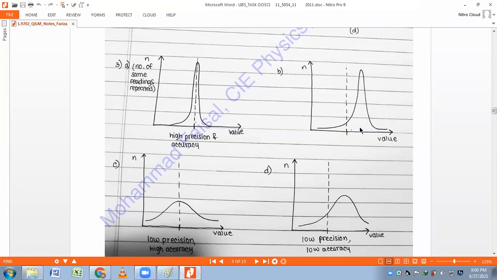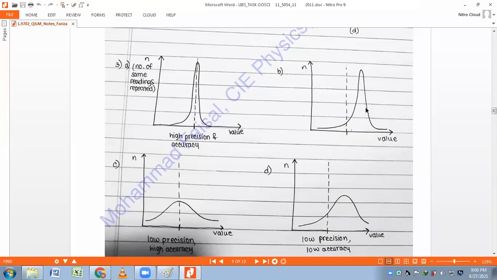Beautiful. Perfectly stated. So this set of data is highly precise because they are really close to each other, but they are not accurate because the crest of this whole hill is not perfectly matching with the true value of the experiment. So this is high precision, low accuracy.